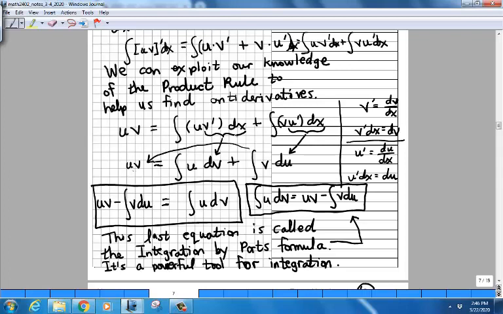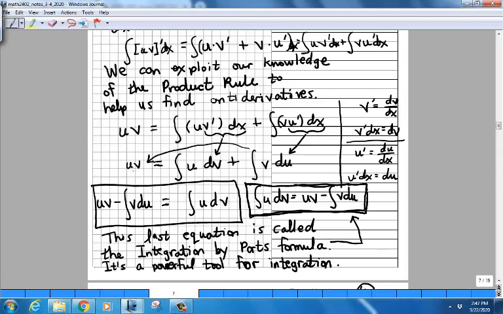Now, just to make this equation easier to use, I'm going to switch the left-hand and the right-hand side. So I'm going to write the integral of u dv on the left-hand side, and that is equal to uv minus the integral of v du. So these two equations are the same. I just switched the left and the right-hand side. All right. Finally, this is the equation that I was after.